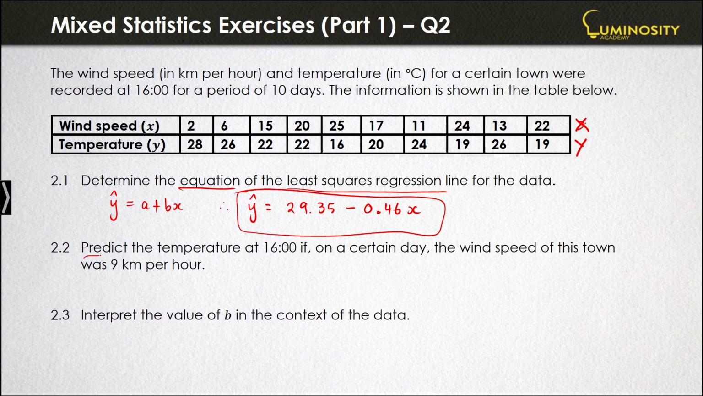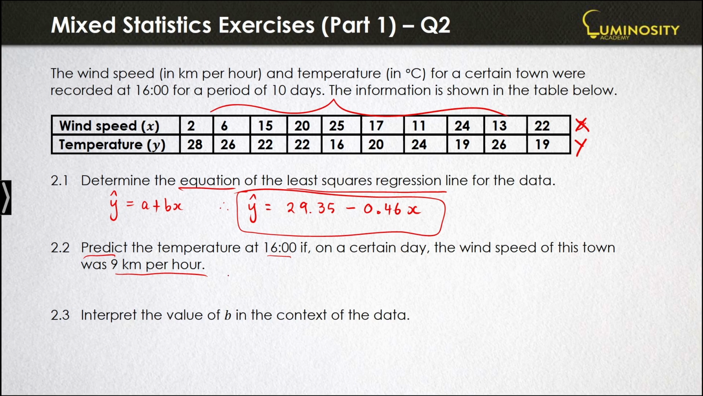Now it's asking us to predict the temperature at 1600 if on a certain day the wind speed of this town is going to be 9 kilometers per hour. And notice that when we are predicting, the 9 kilometers per hour is quite reasonable within the already established data points. So that's why this least squares regression line is going to give us a pretty good estimation of what the temperature would have been that day. If I'd asked you if the wind was, let's say, 80 kilometers per hour, then the prediction would be quite off because 80 is an outlier. It's quite far away from the given wind speed data points.